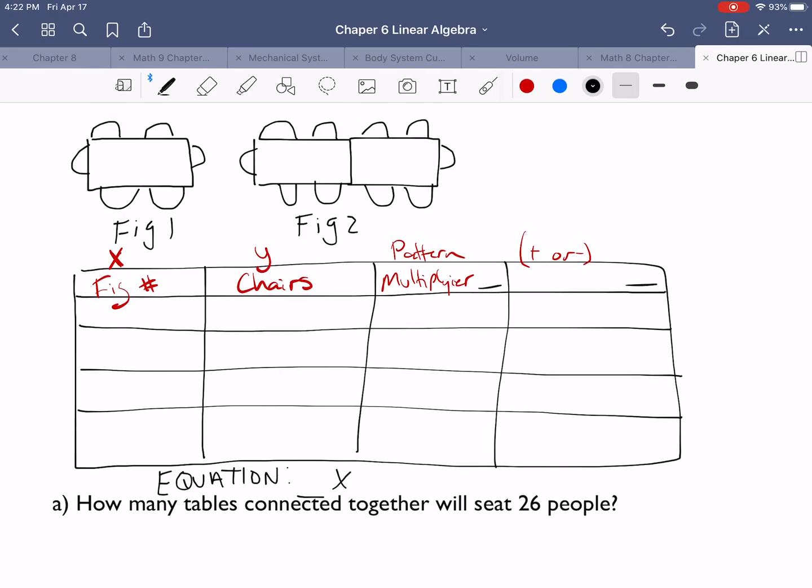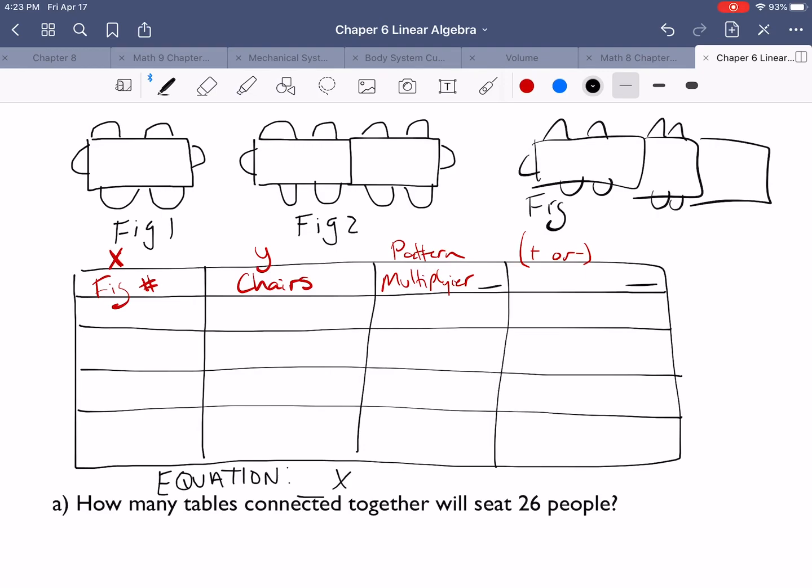Okay, remember I told you that it's probably best to have at least 3 figures. So we could draw the third figure here if we wanted to. It looks like you have 2 seats at every table, 1 at the end. So this would get 2, and then this would get 2, and this would get 1 here. So that's figure 3, and I'm just going to draw it in. 3 is always the best because then you know that the pattern is correct.